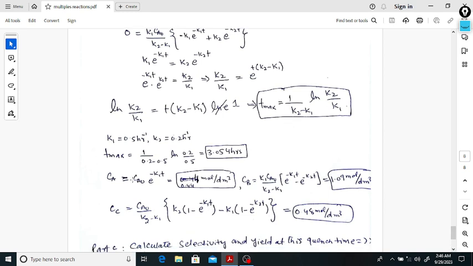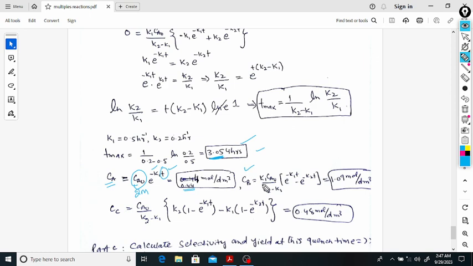So this is the Ca naught. The Ca is equal to this one. Put the value of k1, 0.5, and this is the time. This time is nothing but the maximum time, 3.054 hours. So put time and k1 value in this equation, and Ca naught is given as 2 molar. So the Ca value after this time will be equal to 0.44.